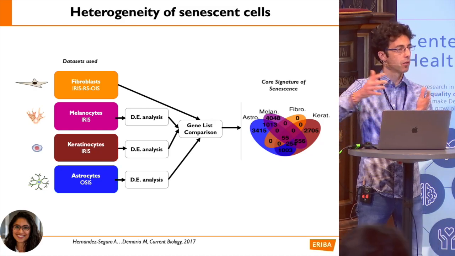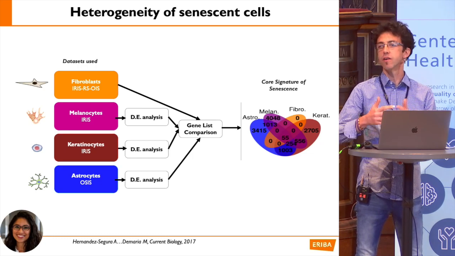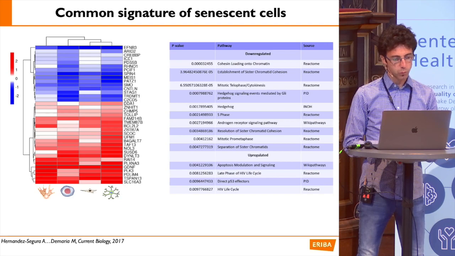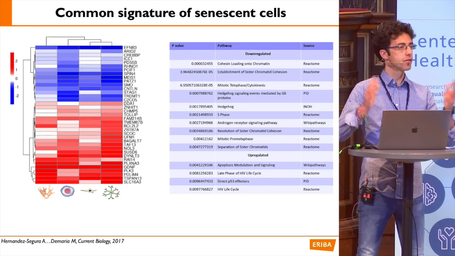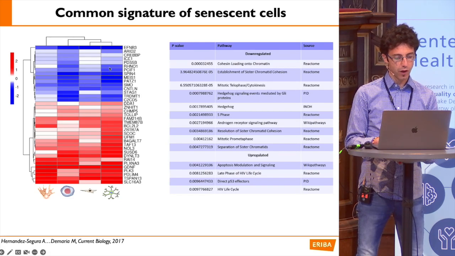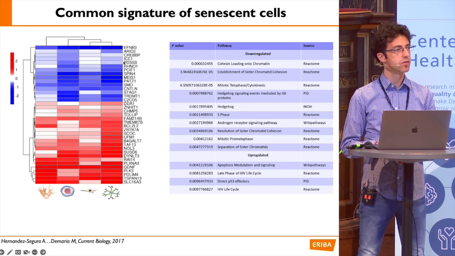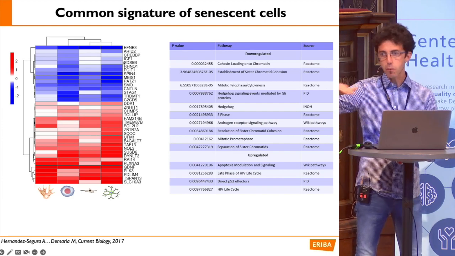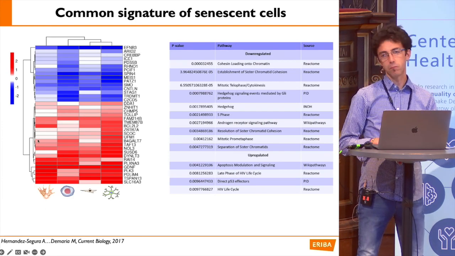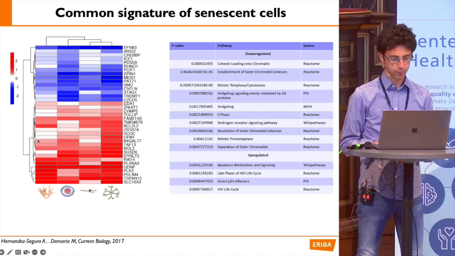Every subtype of senescent cell expresses a very different transcriptomic signature. However, there is also what we call the core signature of senescence, or common signature of senescence, which is these 55 genes that we see somehow equally distributed among downregulated and upregulated genes that seem to be represented in all the subtypes that we have looked at.